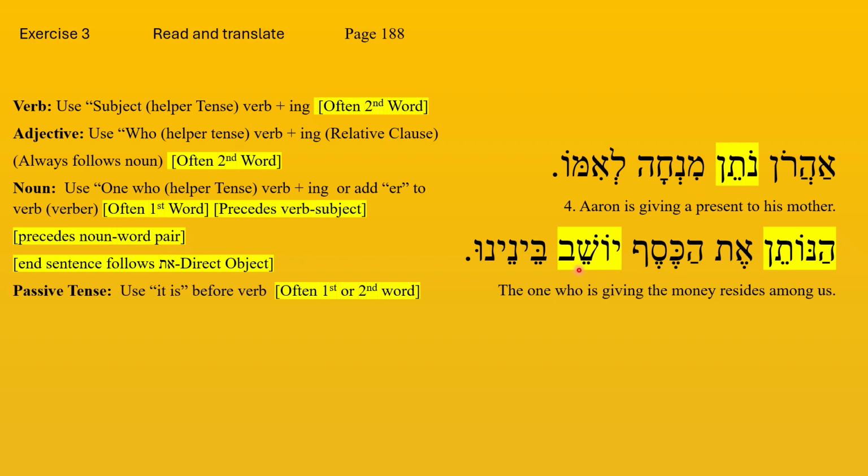And here's your verb. So participle. In this case, it's acting as the verb. There's no other verb in the sentence. So the one who is giving the money is residing. But again, you can just translate that to resides among us. Among us. Okay.